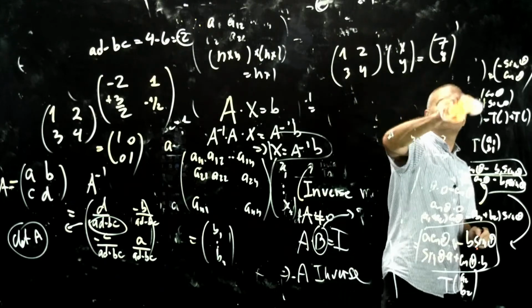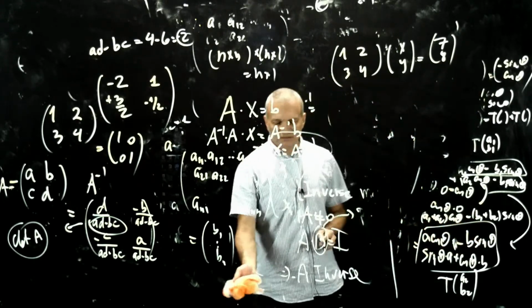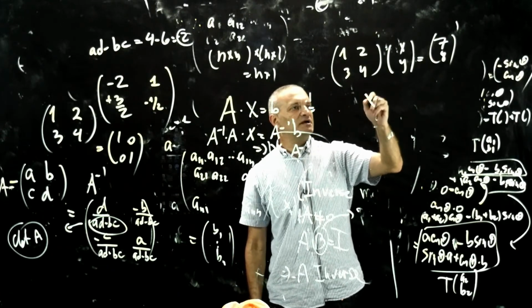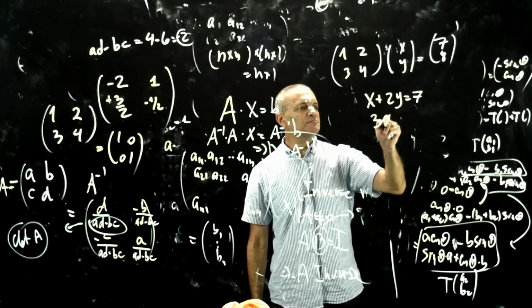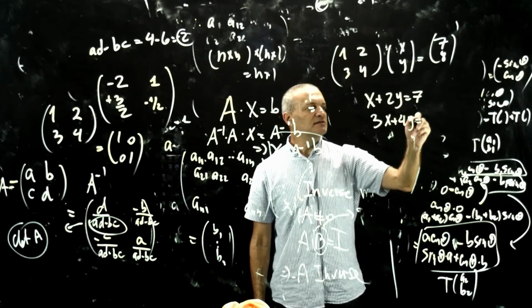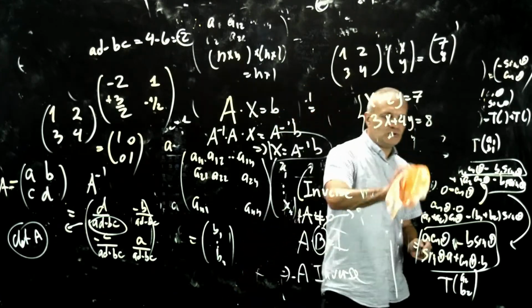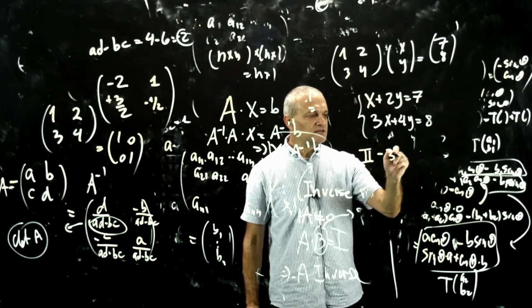Okay. So how would you proceed using this? So let's solve it in a regular way. We have the system of equations x plus 2y equals 7, and 3x plus 4y equals 8. What you want to do now is take the second row and subtract 3 times the first row.